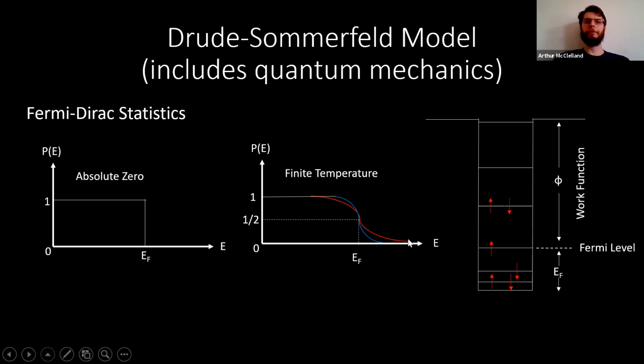So it's a different statistical shape of the population of the energy levels, the density of states. Sommerfeld added this onto the Drude model, basically replacing the Maxwell-Boltzmann statistics with the Fermi-Dirac statistics, so it captures the behavior of electrons, thus including quantum mechanics, and actually made the Drude-Sommerfeld model work fairly well. All right, so already we see quantum mechanics needs to be included to describe materials.